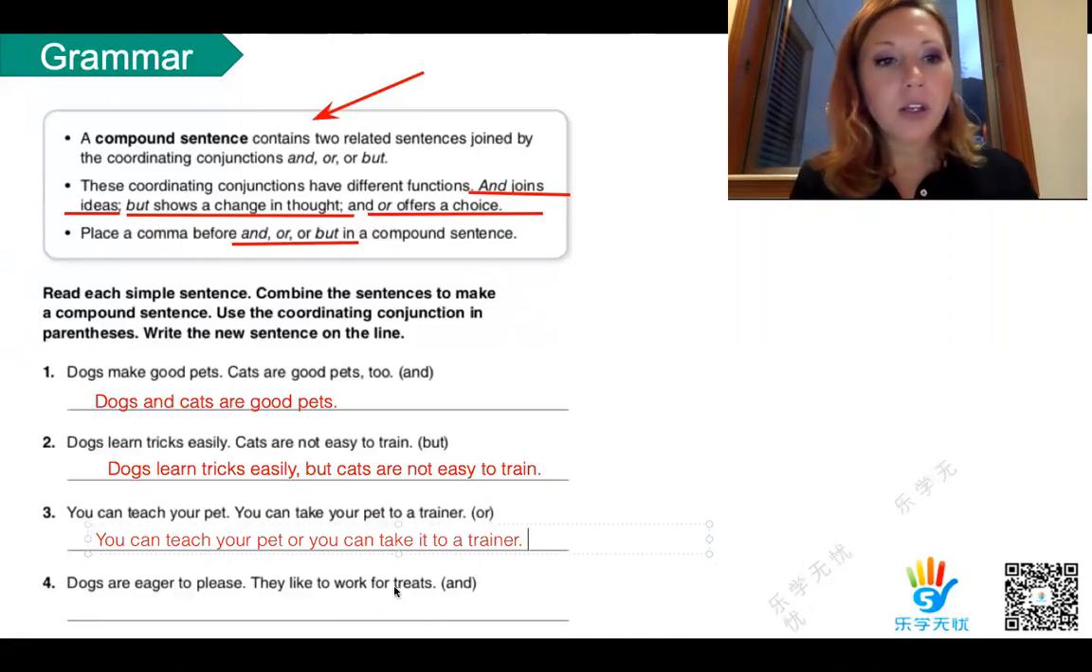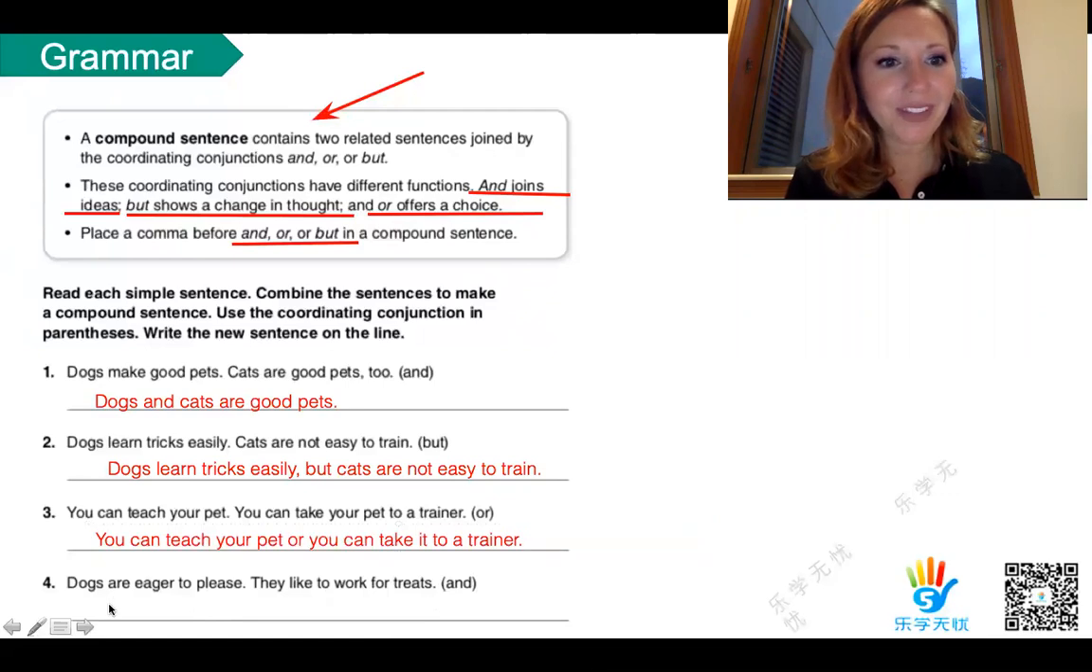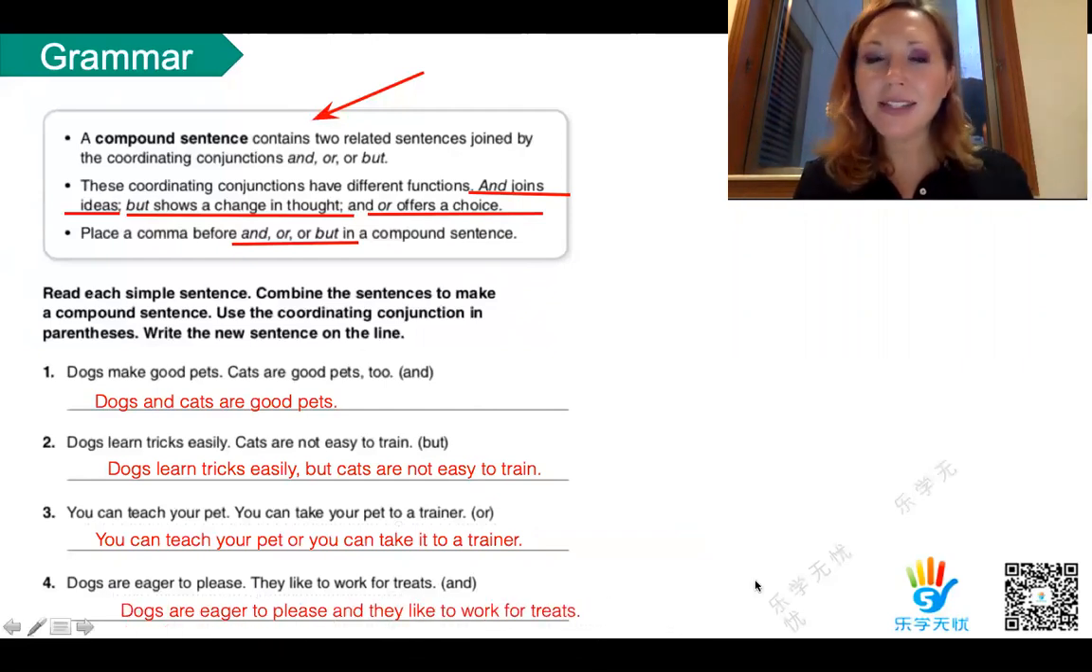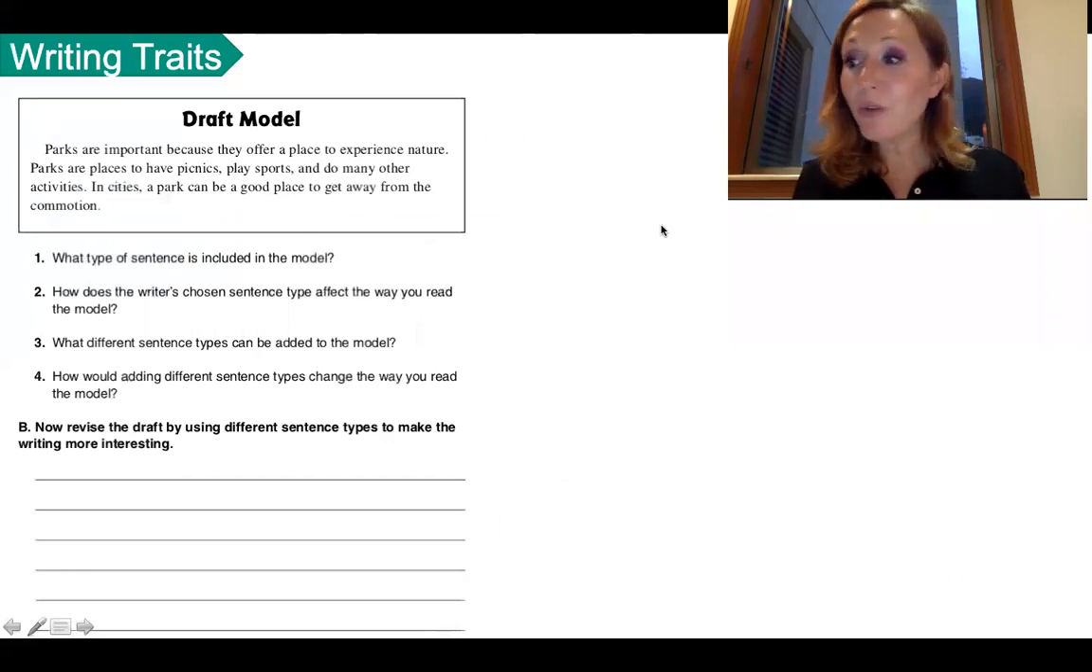Number 4, dogs are eager to please. They like to work for treats. Now we have to put the word and in there. Let's do this. Dogs are eager to please and they like to work for treats. Fantastic. Good job. All right, this brings us to our last exercise for today, and that is our draft model.